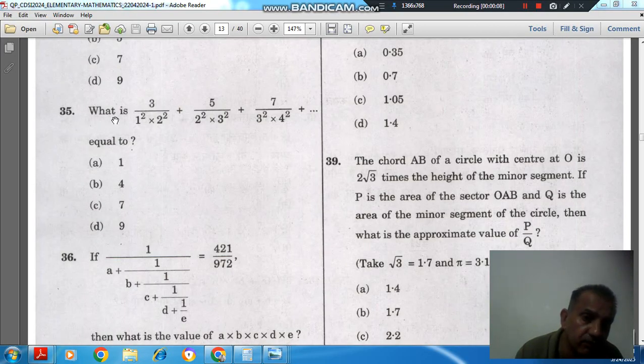Question number 35: what is 3 divided by 1 square into 2 square plus 5 divided by 2 square into 3 square plus 7 divided by 3 square into 4 square plus dash dash dash equal to? Option A 1, option B 4, option C 7 and option D 9.